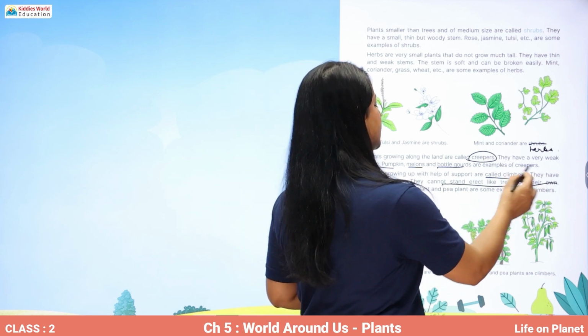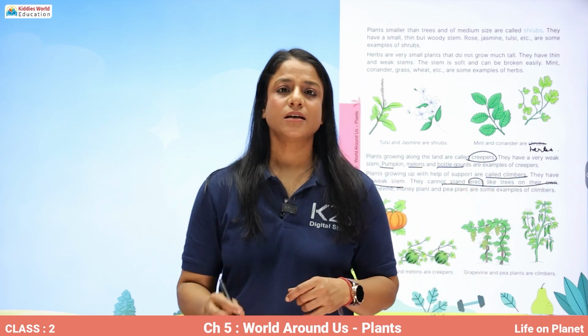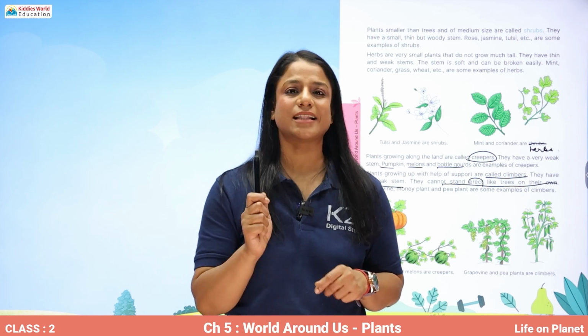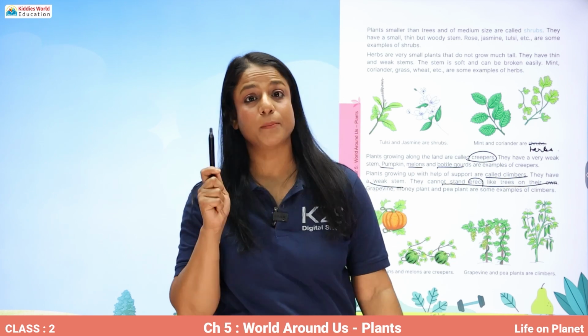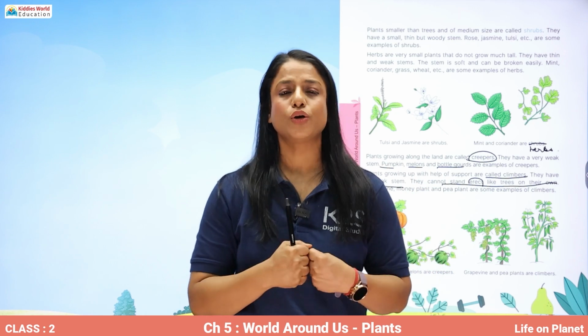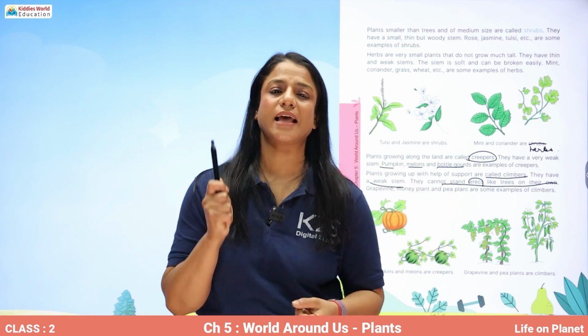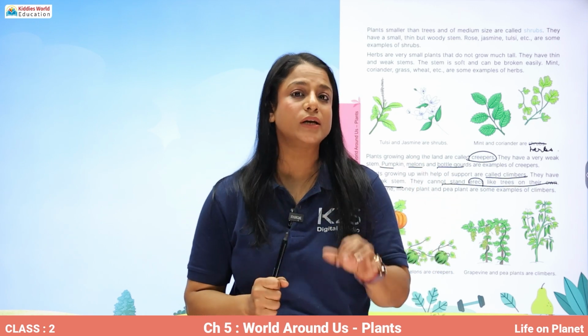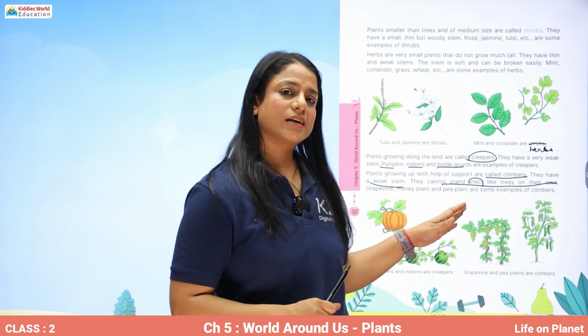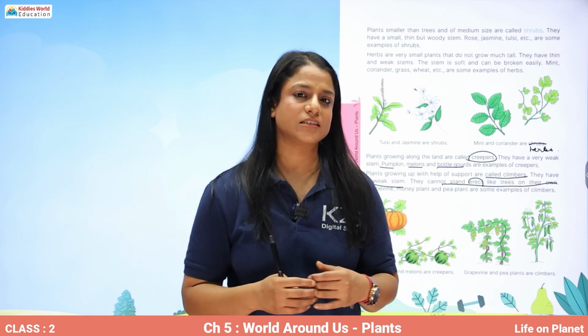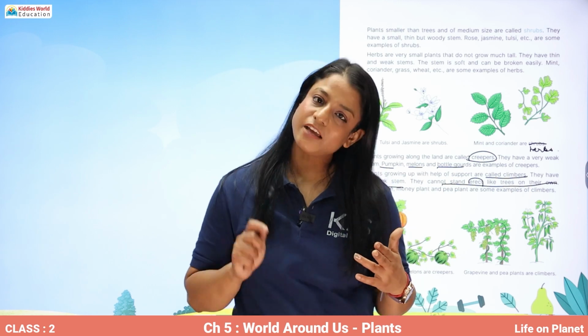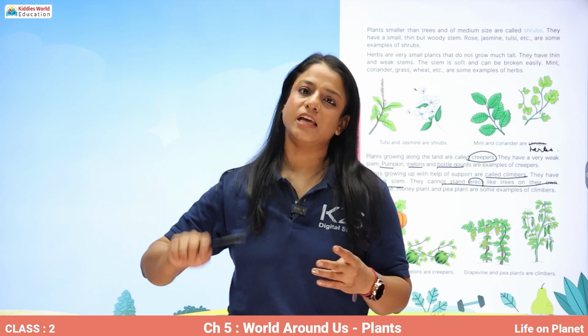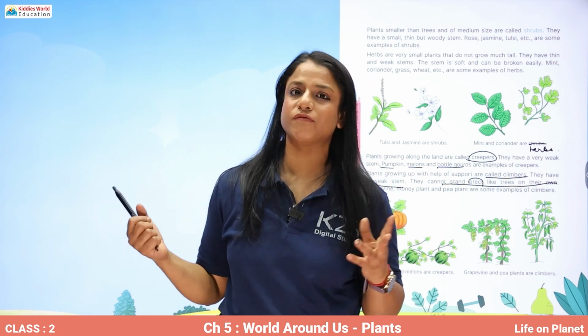They cannot stand erect like trees on their own. So what do you mean by standing erect? Means standing straight. Just like trees can stand straight because their stem is so strong, even herbs can stand straight because of their woody stem. Climbers cannot stand straight, they can just climb up if given some kind of support, like a stick.